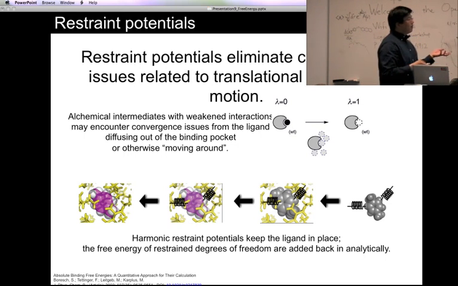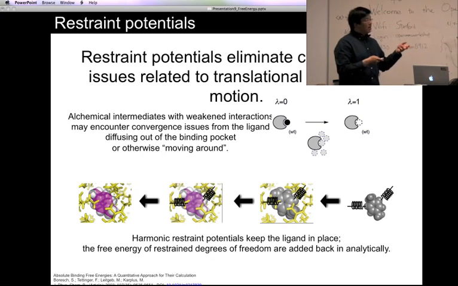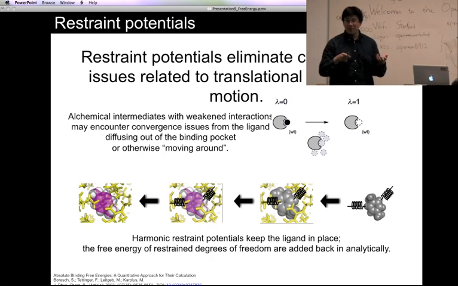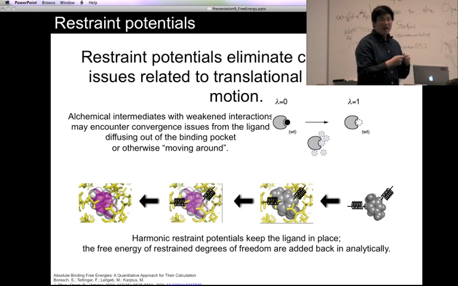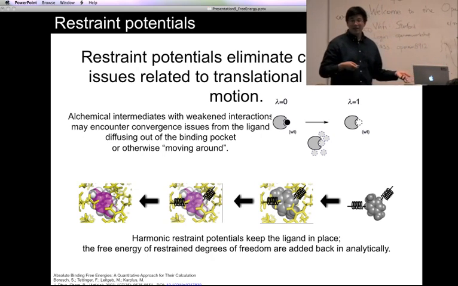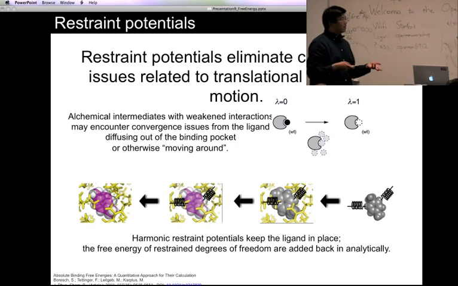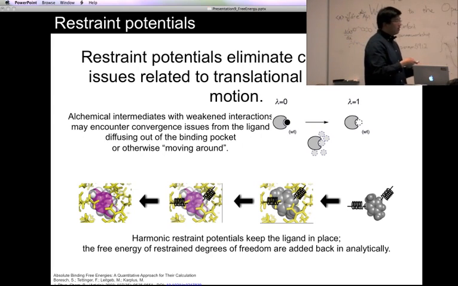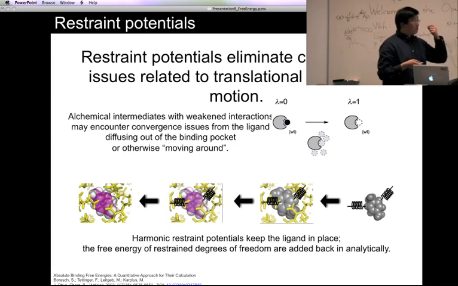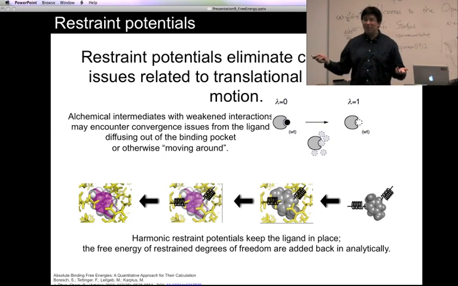But you can see that the large-scale motions of this ligand that's only partially there have to do with its translational and rotational degrees of freedom, and you can remove those degrees of freedom with a harmonic restraint and add them back in analytically afterward. So that's basically the value of a harmonic restraint. It keeps your ligand in the binding pocket even when it's only 10% there, and that also helps to address this problem of sampling.